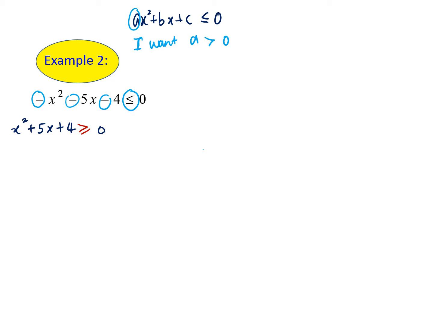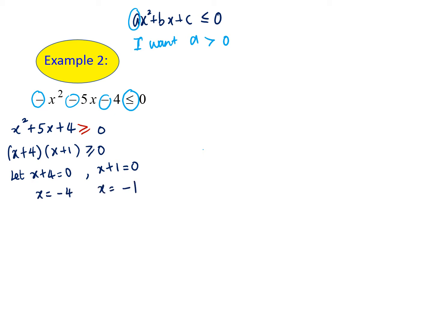So step number 1, I will factorize. Okay, you can use your calculator, so you get x plus 4, x plus 1, greater or equals to 0. So I let x plus 4 equals to 0, x plus 1 equals to 0. So this is x equals to negative 4, x equals to negative 1.